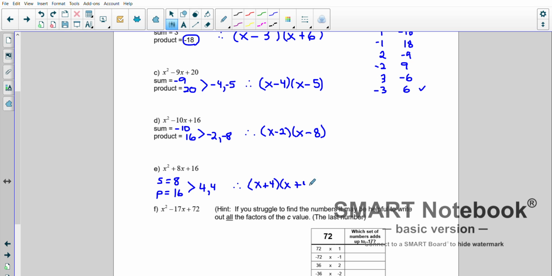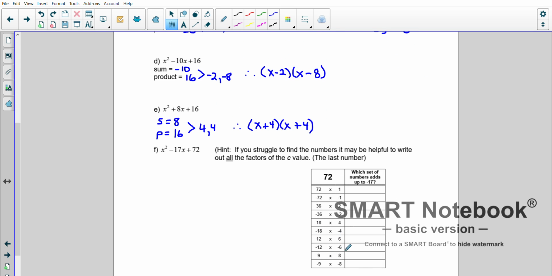is a pretty large number, but when you break it down, I've written down all the possibilities for numbers that multiply to positive 72. So it's actually not as many as you think. So sum equals negative 17, product equals 72.